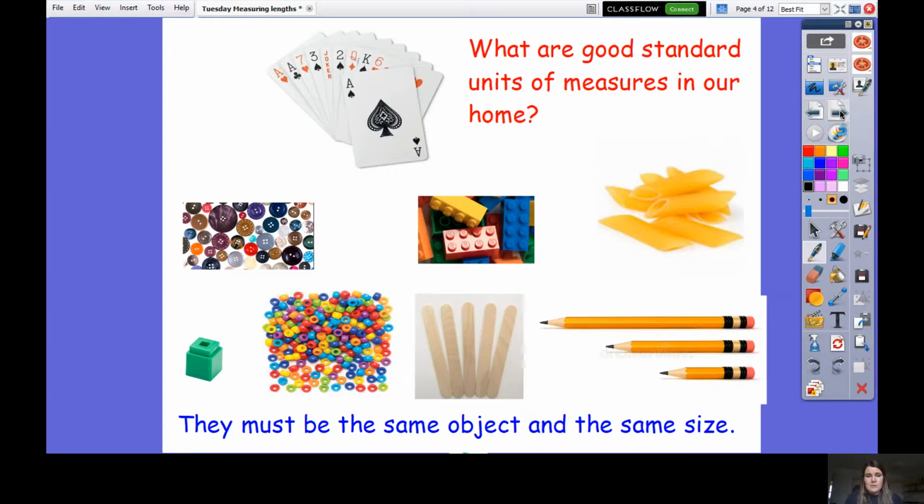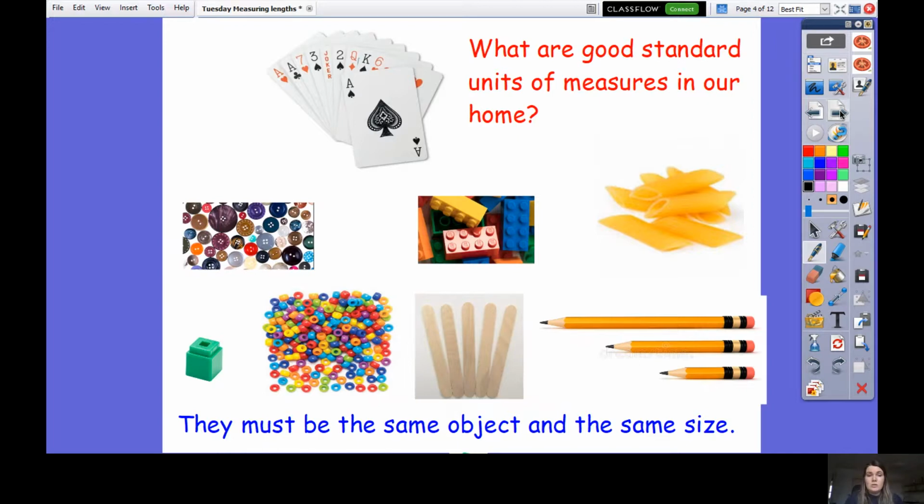And Miss Bamford's going to use cubes today. You might have something similar to cubes in your house that you could use. But remember, it has to be the same size. Very good. Otherwise, we can't use it to measure. Buttons. You could use something like buttons, but remember they have to be the same size. If they're different sizes, they're not going to be good for measuring. Lego you could definitely use, but what does it need to be? The same size. Very good.